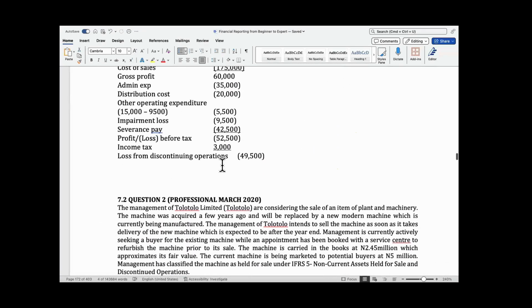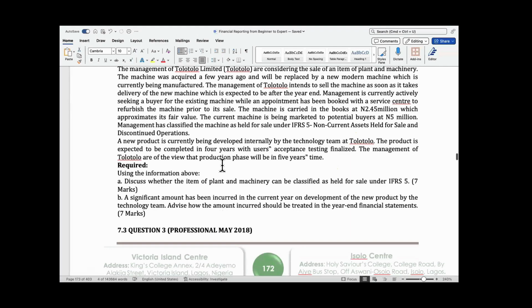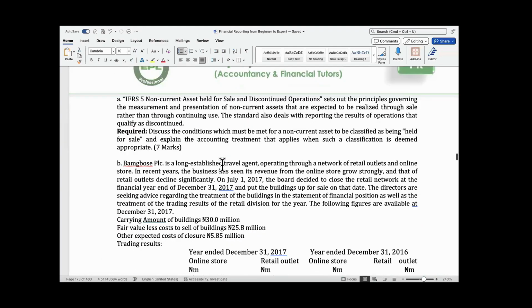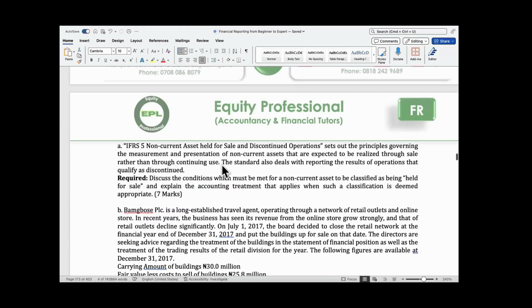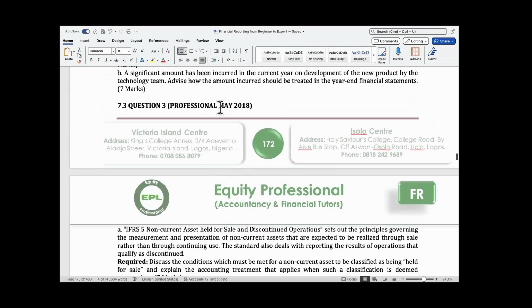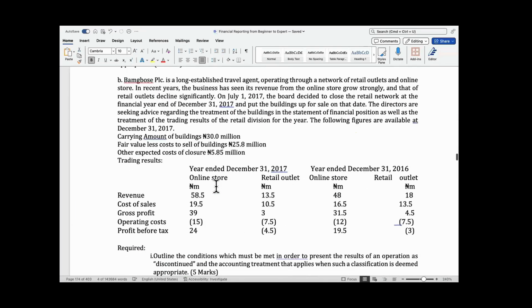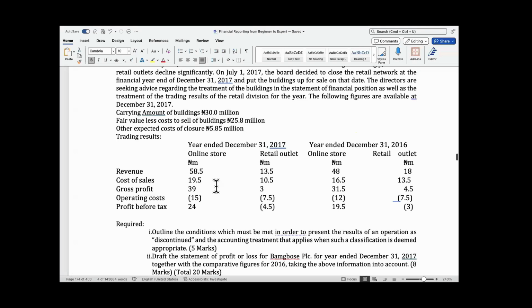So I'll just send you more questions. There are some questions here that you can practice, similar to what we have done. They have asked this severally. They have asked it at professional, they have asked it at skills. The most recent one is what we have just done. It's the same where they will tell you that these guys have an online store and retail outlets. The retail outlet wants to shut down. I mean, just do that segmentation in your P&L. Continuing, discontinuing. And that is all that is required.